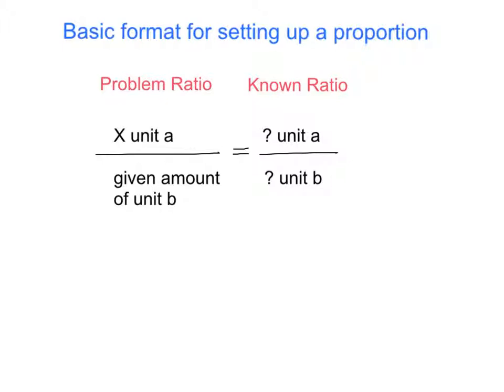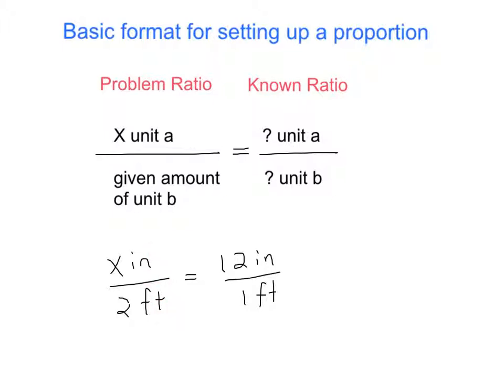Let's take a look at a really simple example. If we had to convert from 2 feet into inches, our conversion might look something like this. So notice on the problem ratio side, I want to know the number of inches, so we put an X there since I don't know it. But we were given 2 feet. So here's my problem ratio then. I have X inches over 2 feet.